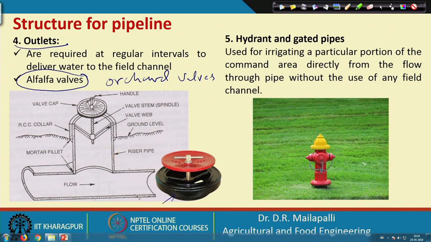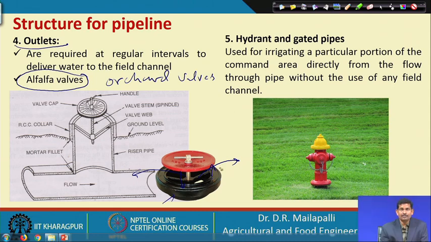It looks like this. When you open this, this is going to pop up and the water is going to come from this. You can regulate this based on the height. If you close this, this is going to come and sit on top of this, and then there is no water flow. So, that way you can regulate the flow to the fields. And there are hydrants and gated pipes.